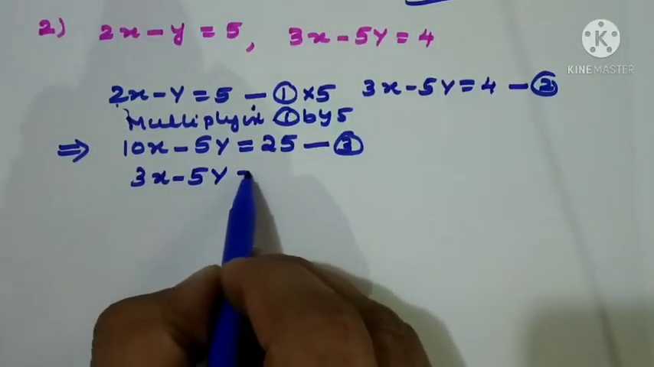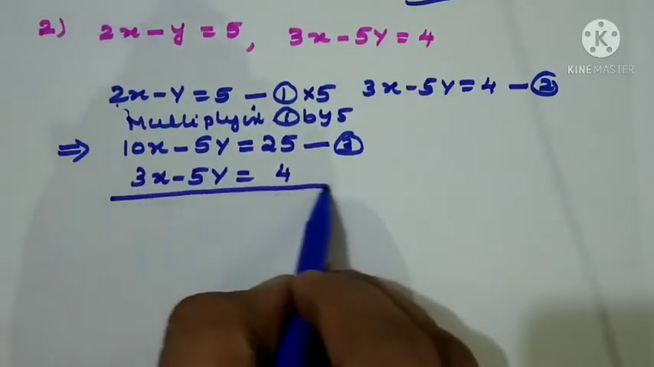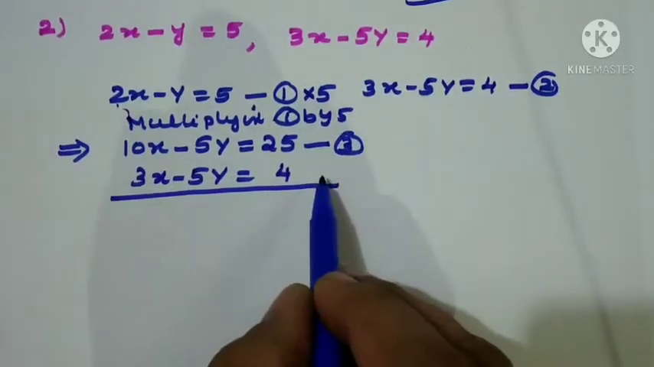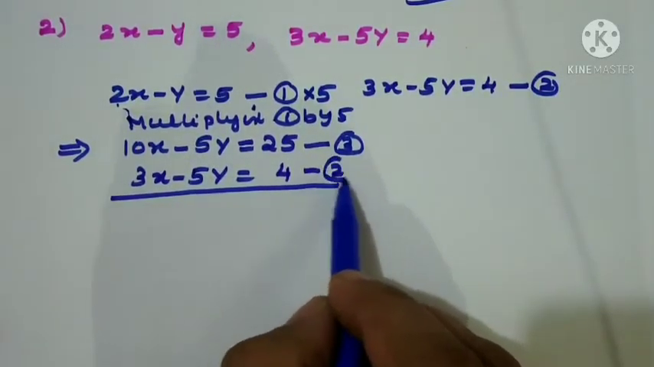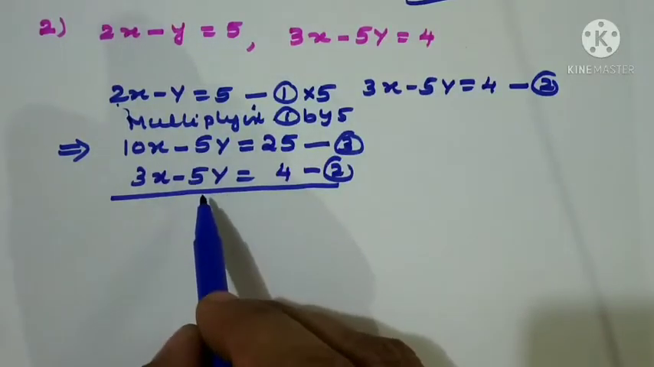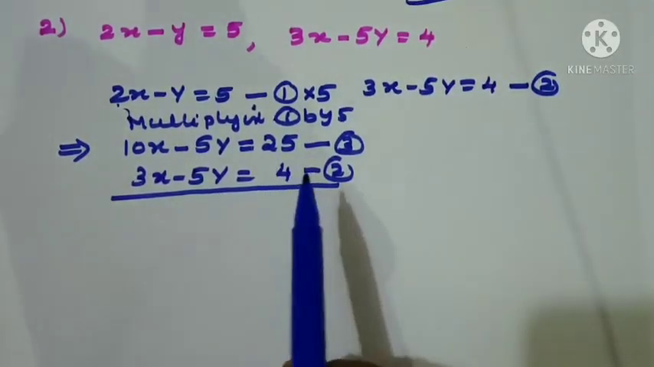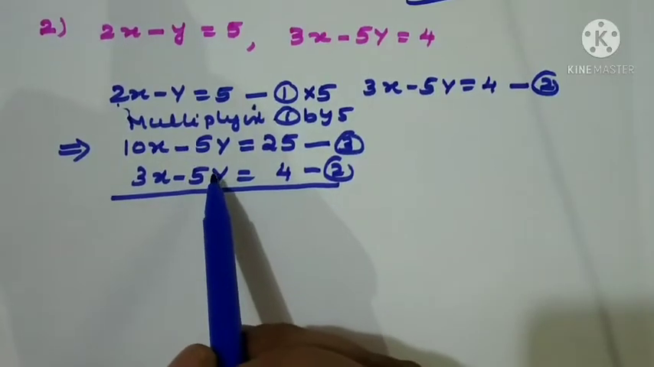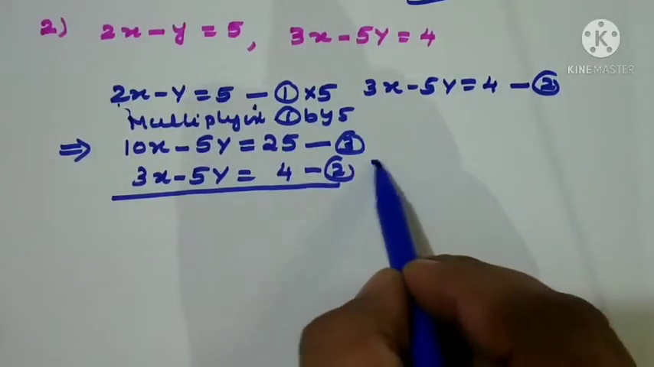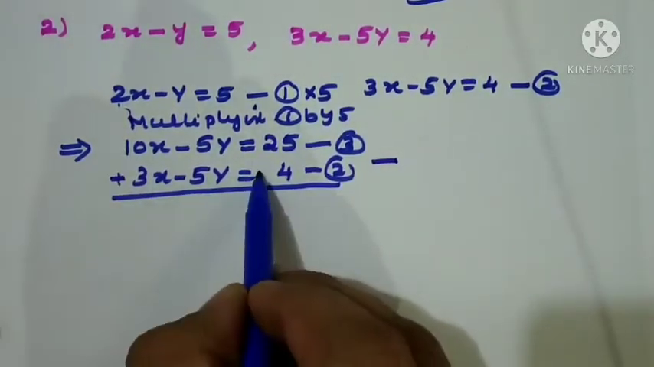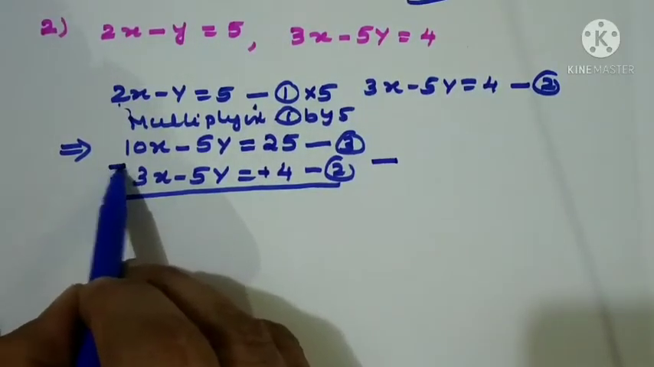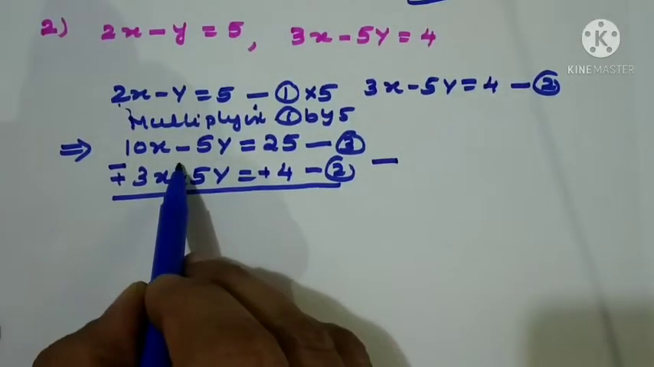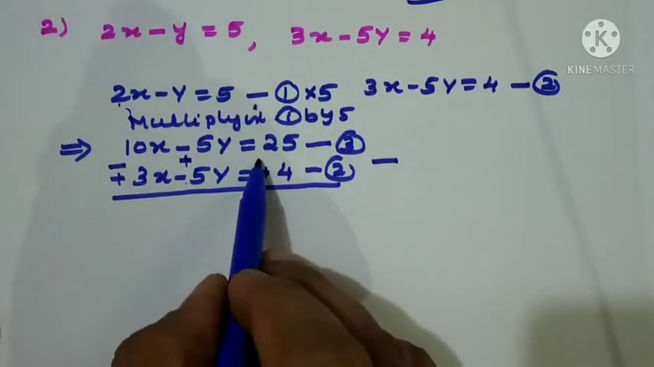3x minus 5y equal to 4. Now you are having the same sign only, right? This is equation 2 only. Same sign means if we add, we will get minus 10, but our purpose is to eliminate y only. So we are doing the subtraction. What is the rule? Change of sign. So first it was plus, it is minus now.